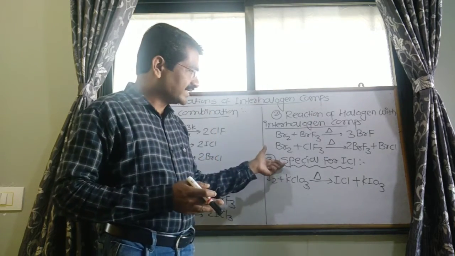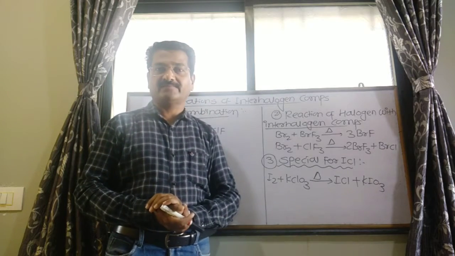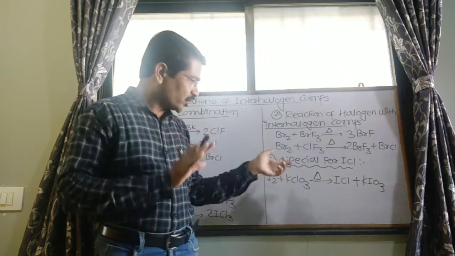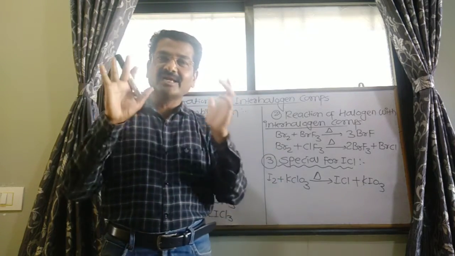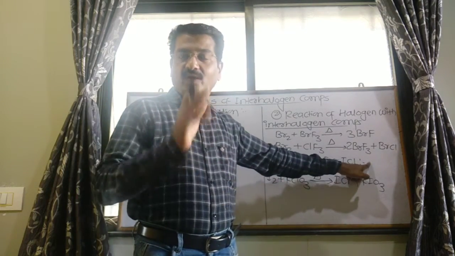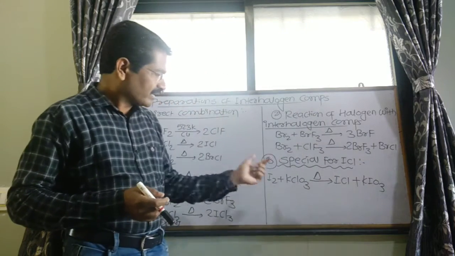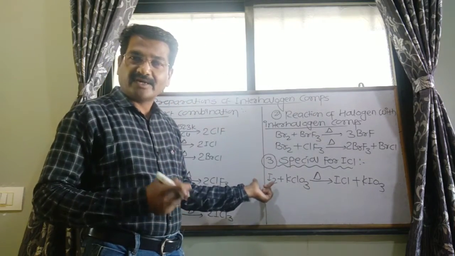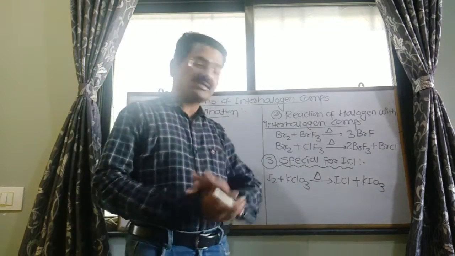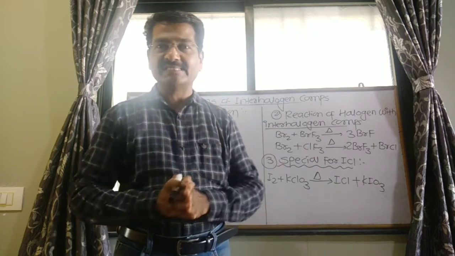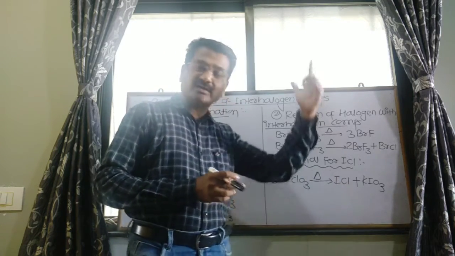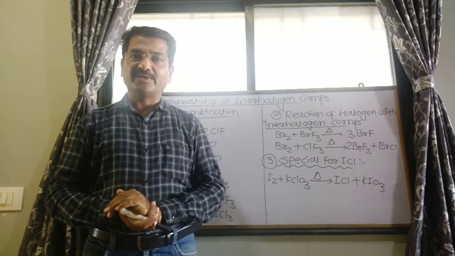The third preparation method is special for iodine chloride. By this way we can prepare only iodine chloride. This method cannot be used for other interhalogen compounds. So it is special for iodine chloride. How to prepare iodine chloride by this method? Whenever iodine is heated with potassium chlorate, KClO3, that is perchloric acid, the perchloric acid reacts with iodine to form iodine chloride.